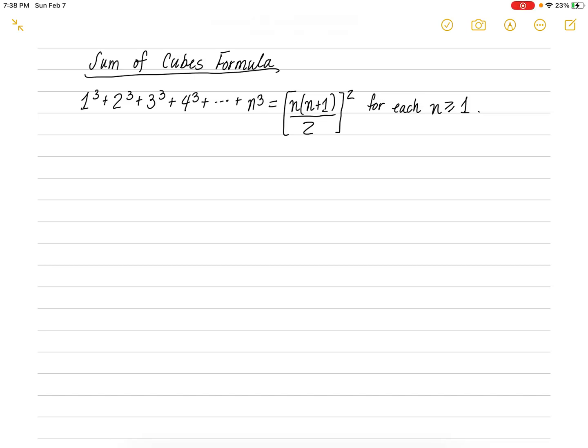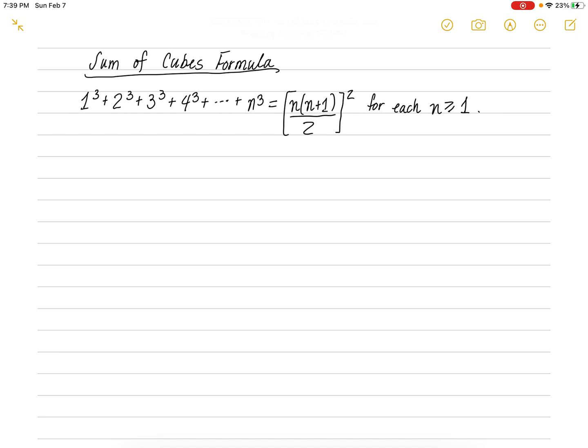So here we want to look at the sum of cubes formula. A sum of cubes means you start with 1 cubed, and then to that you add 2 cubed, and you add to that 3 cubed, and so on and so forth until you reach your last number n and cube that. It turns out that when you add the sum of cubes up to n cubed, the outcome is going to be n times n plus 1 divided by 2, and all of that is going to be squared. And this is true for any n greater than or equal to 1.